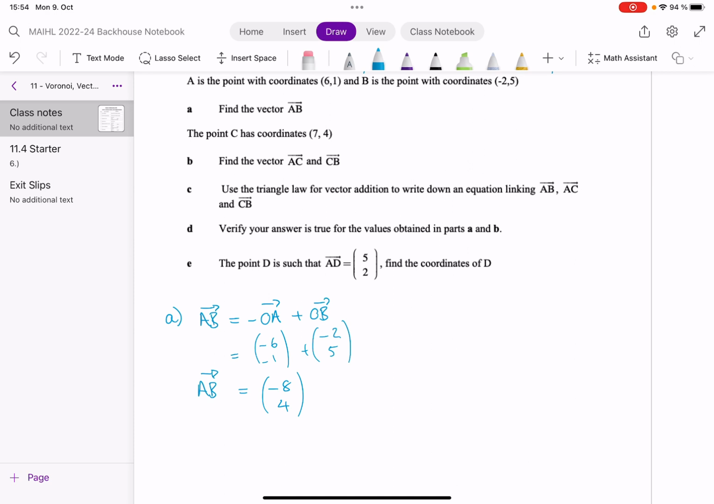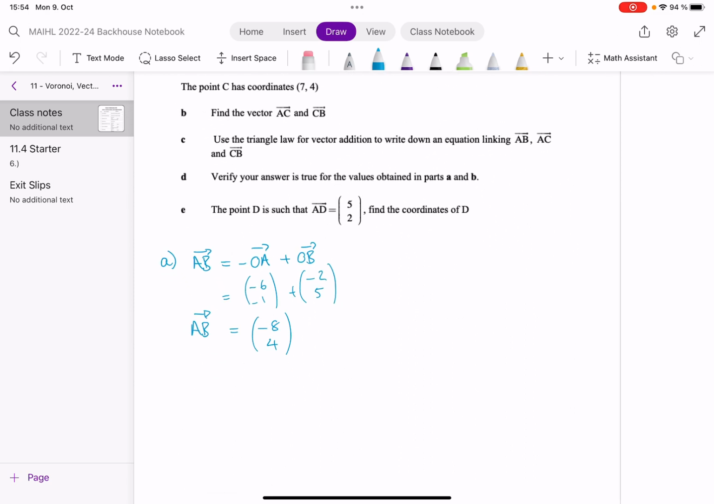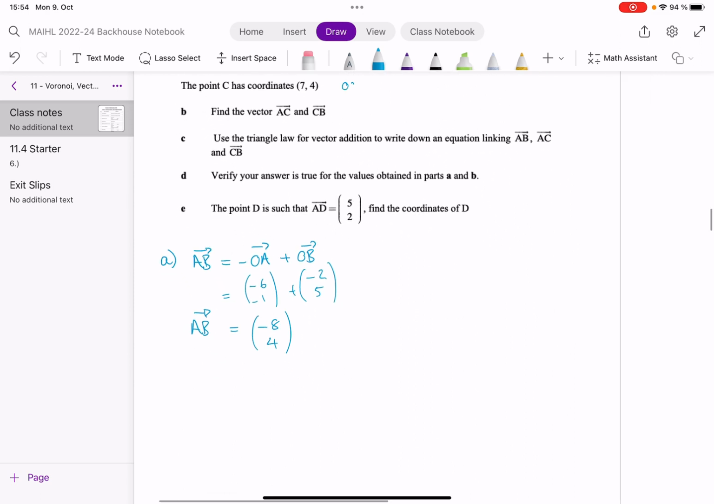Of course, we could have done that just by looking at the coordinates and thinking, how do we get from A to B? Point C has coordinates (7, 4). So OC is (7, 4). Find the vectors AC and CB.